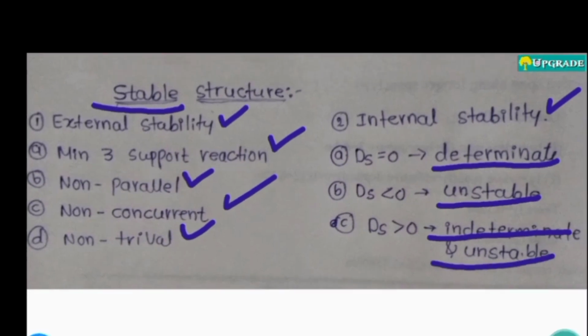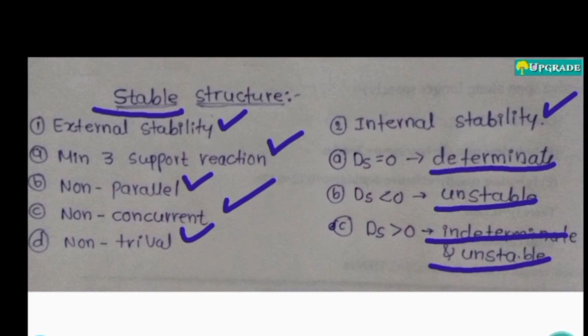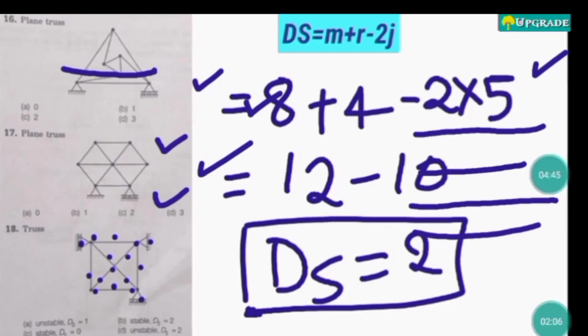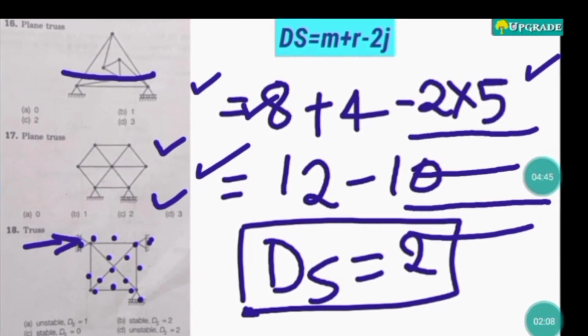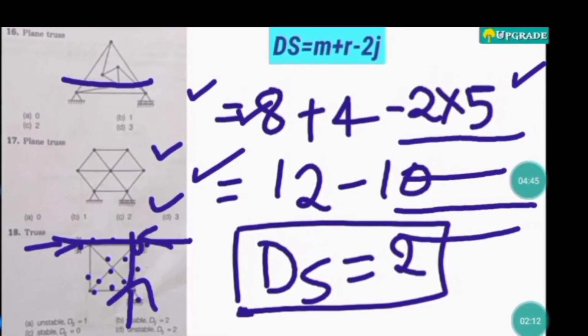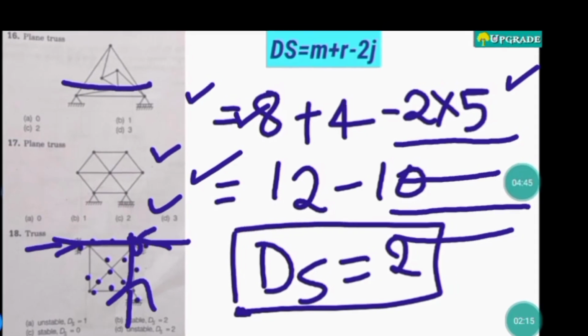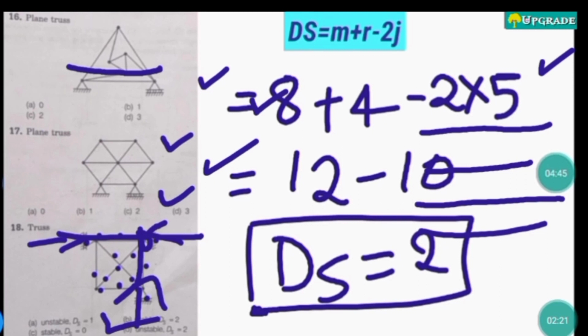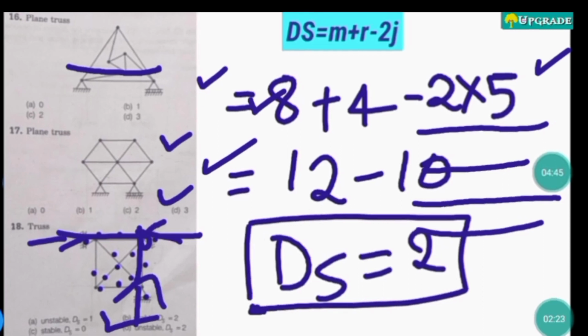Therefore check which condition is satisfied for our given question. Coming to our question, the forces or the reactions are concurrent, so they will meet at one point. Therefore it is unstable. So option D is correct: that is unstable and DS equal to 2.